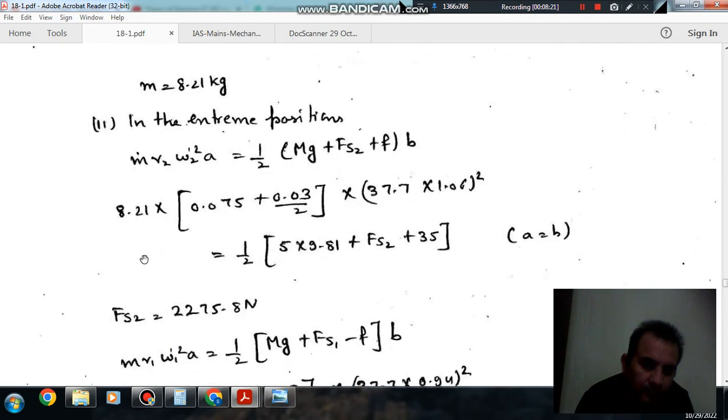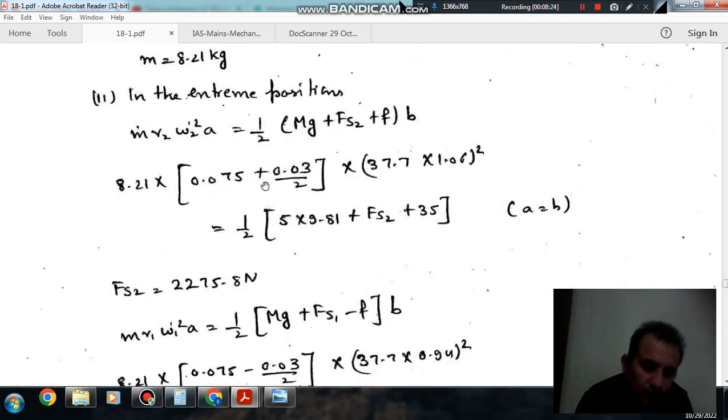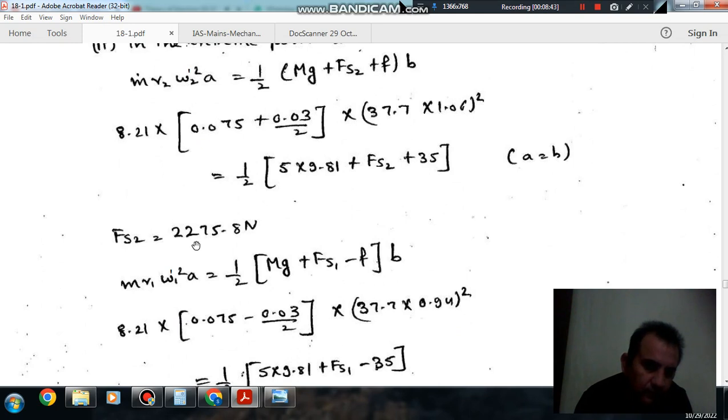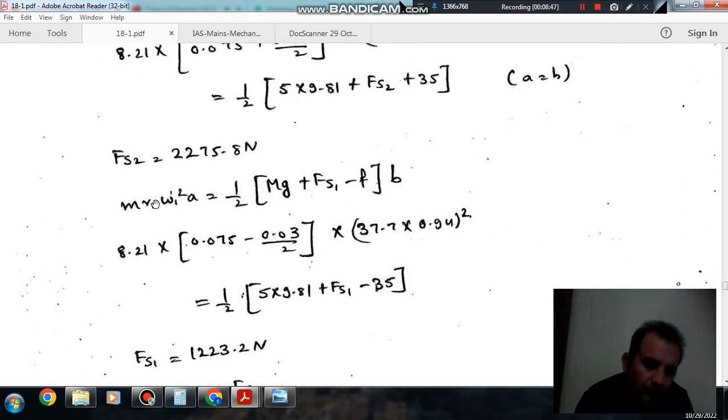So it will be 0.075 plus 0.03 by 2. Okay. And this will be your omega 2 square. Okay, this is R2, this is omega 2 square, and this is M. The mg is same, F is same, so we can find out Fs2. So Fs2 is your 2275.8.